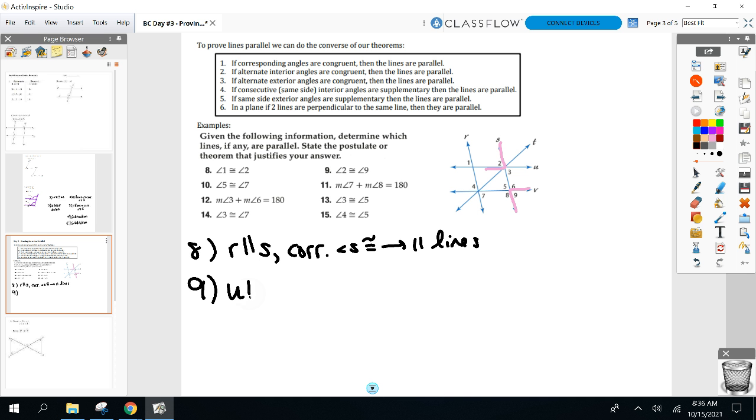They have to. U parallel to V. Now you guys just have to figure out what type of angles are 2 and 9. Look where they are in respect to U and V. Are they inside or outside? Oh boy. They're alternate exterior. So ready? Alternate exterior angles congruent imply parallel lines.